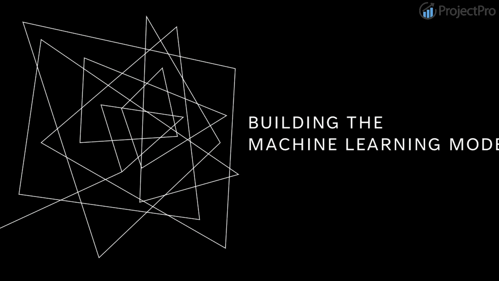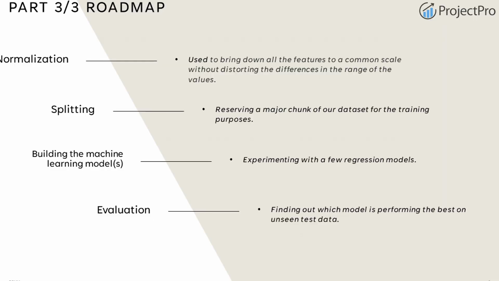Today, in this third part of the video, we will be creating the machine learning model, for which we will be required to do one last step to pre-process the data, that is normalization. Now, normalization or scaling is used to bring down all the features to a common scale without distorting the differences in the range of the values. For that, we would be using the standard scaler, and then we would split the dataset into, let's say, 90-10%, where the major part, the 90%, would be reserved for the training purposes.